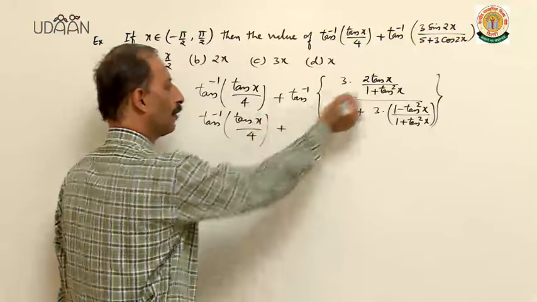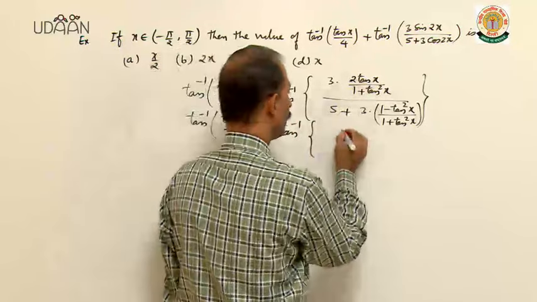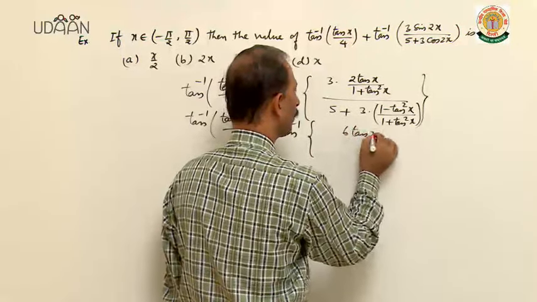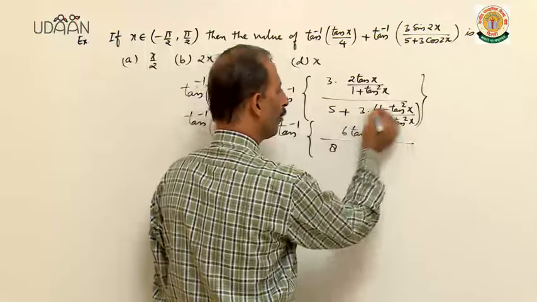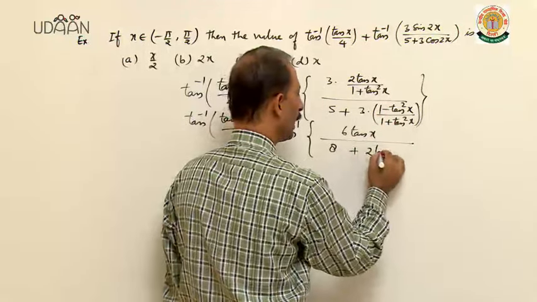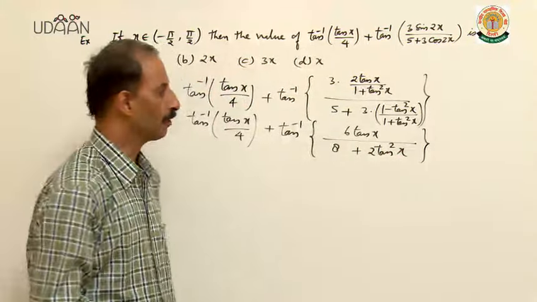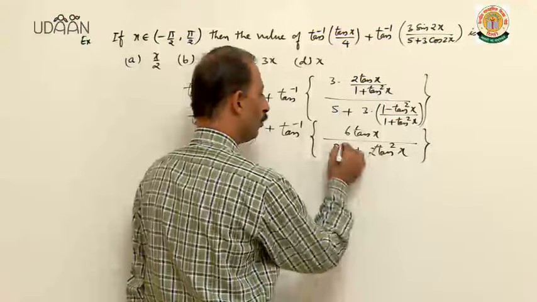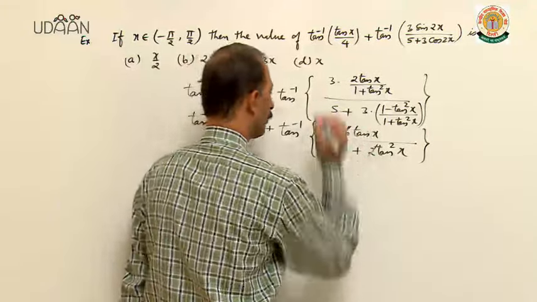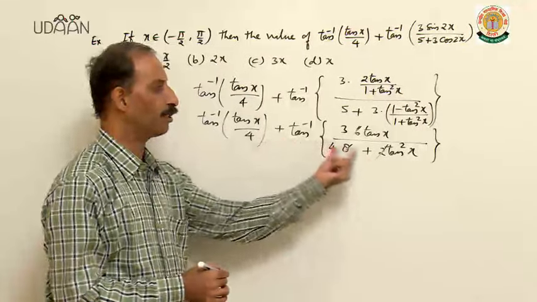Now, how much will you get right here? Simplify this. It becomes 6 tan x, and the denominator becomes 5 plus 3, 8, 5 minus 3, 2 tan square x. After simplification, you will get this. Further, you can take 2 common and cancel it. So this 2 becomes 4, it becomes 3. Now you are getting tan inverse x plus tan inverse y.